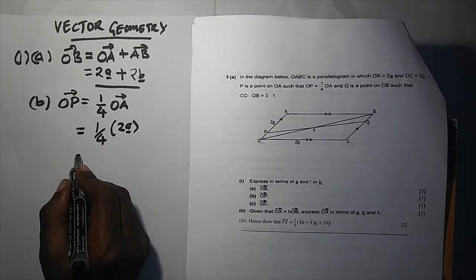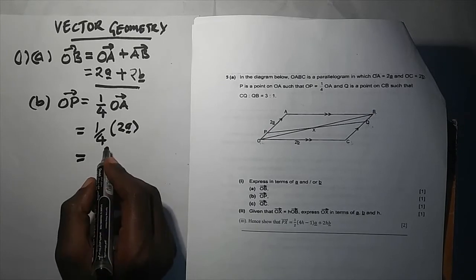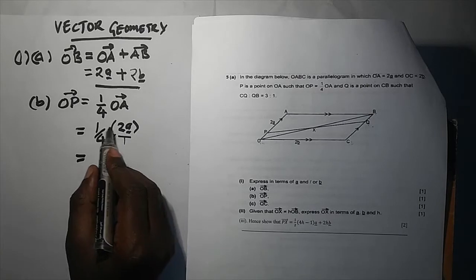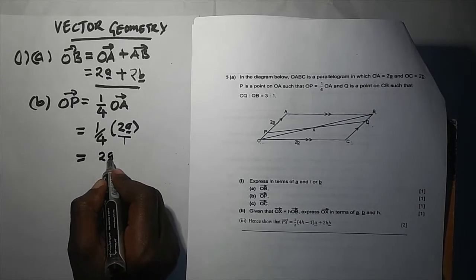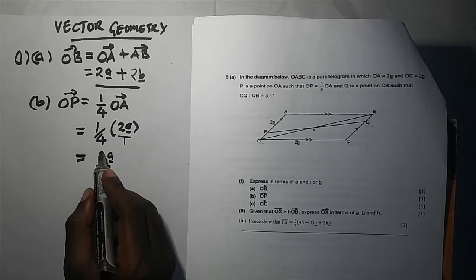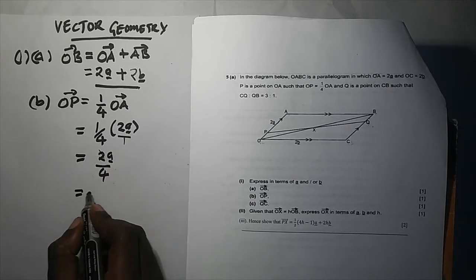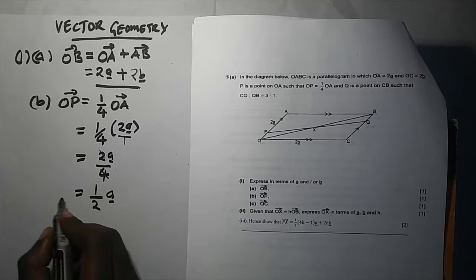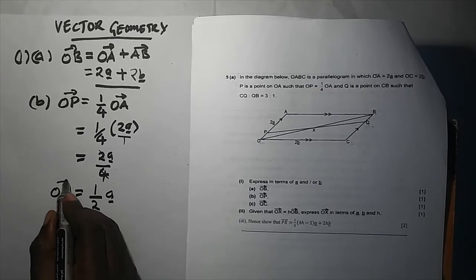Okay, so we can multiply here. We are going to have 1 times 2A. Remember, you can put it as over 1 if you want. So you are going to have 1 times 2A here. You are going to have 2A over 4. 4 times 1 is 4. And then you can cancel there, 2 there. You are going to have 1 over 2 there. You are going to have A. And so this is OP.